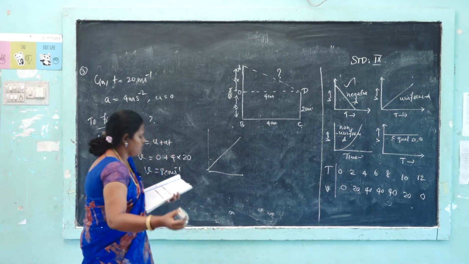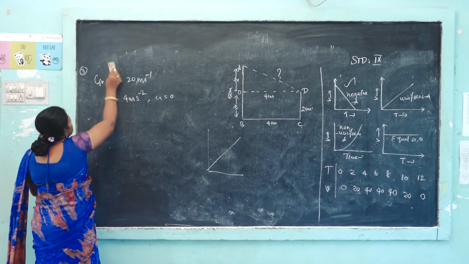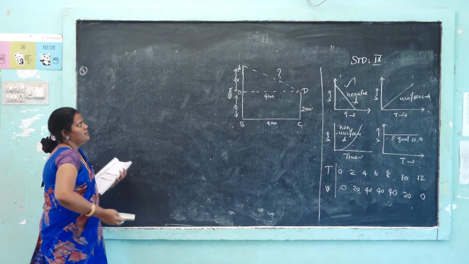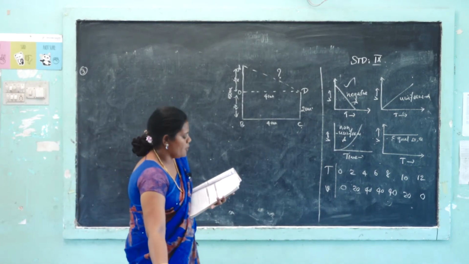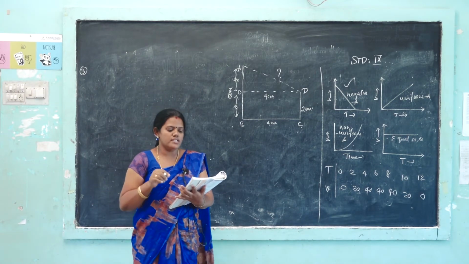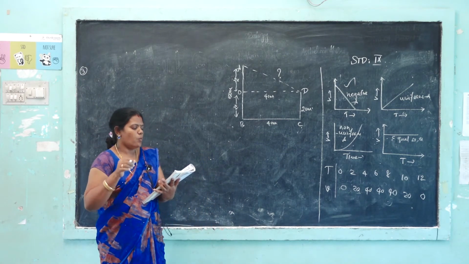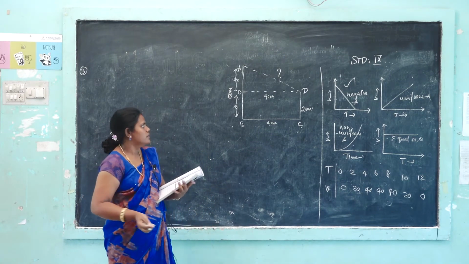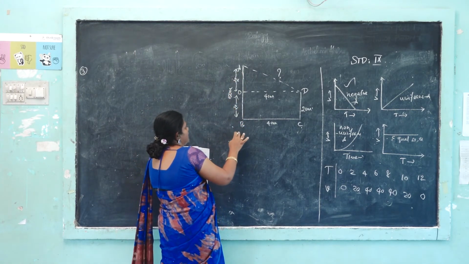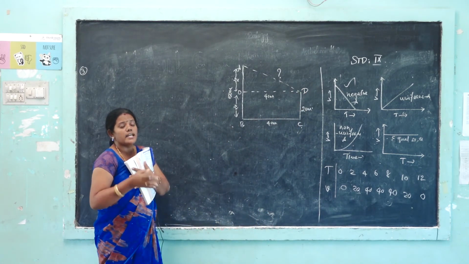A boy moves along the path A, B, C, D. What is the total distance covered by the boy? What is the net displacement? So one boy starts from point A, then goes to point B, then point C, and then point D. So we can easily calculate the distance and displacement.